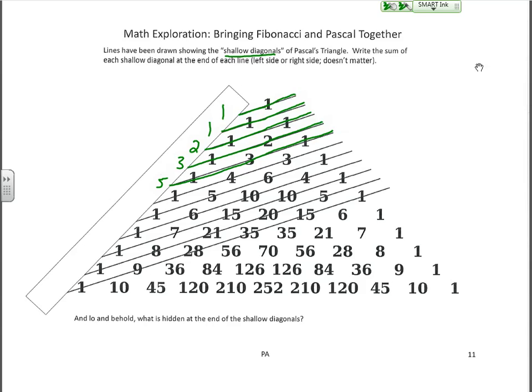And when you're done, I want you to look at the numbers that you get. This sequence of numbers here going down this rectangle here, what is significant about that sequence of numbers? We've got the first 5 here, 1, 1, 2, 3, 5. If you continue this, what is significant about that sequence?